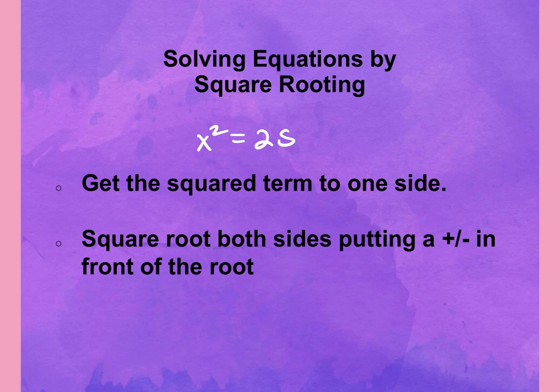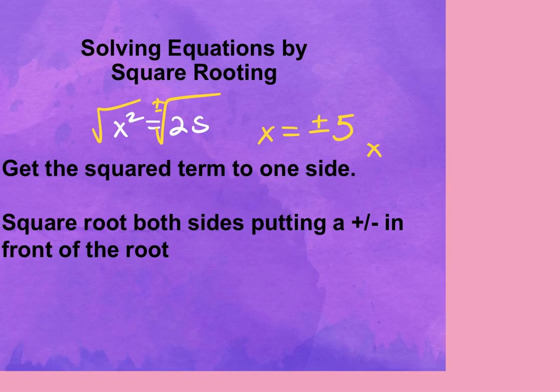So the rule is that if you have an x squared or a variable squared, and you go to square root both sides of the equation to get rid of that square, you have to put a plus and minus in front of the numeric side. So this would result in x equals plus and minus 5. So there are 2 answers there, negative 5 and positive 5.